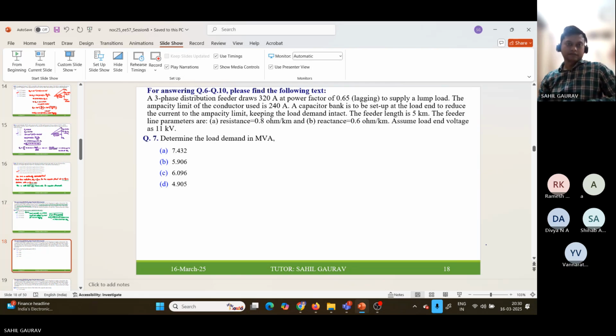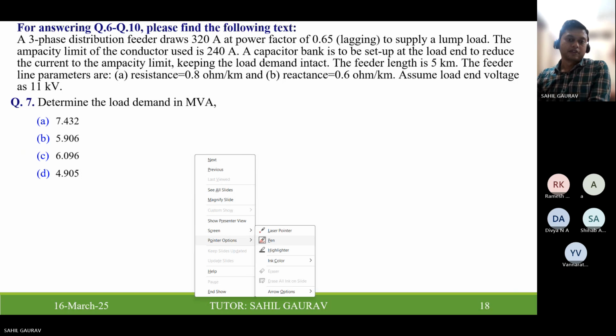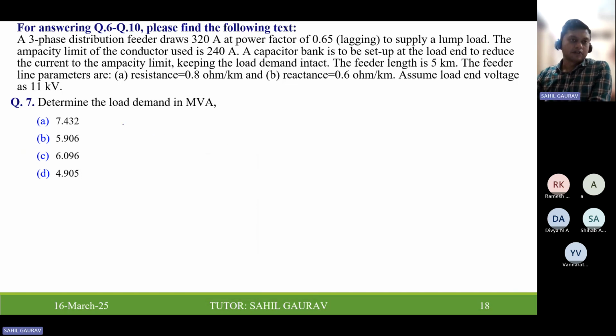Answer is C. Yes, Yusuf, your answer is correct. C is correct. So you can find it in two ways. You have already found this active power.